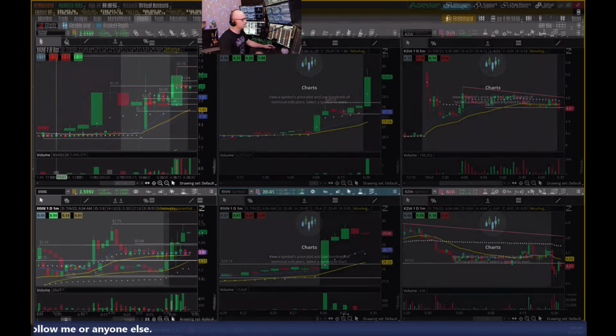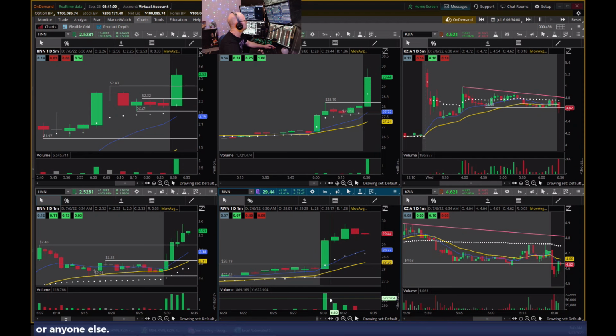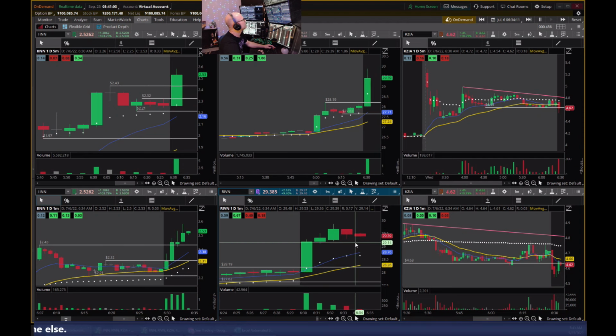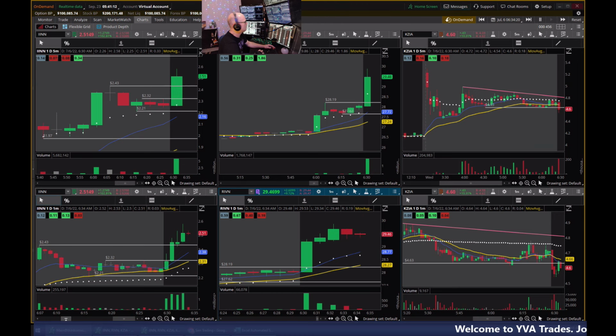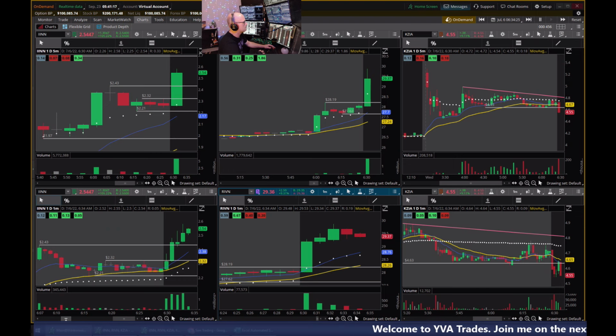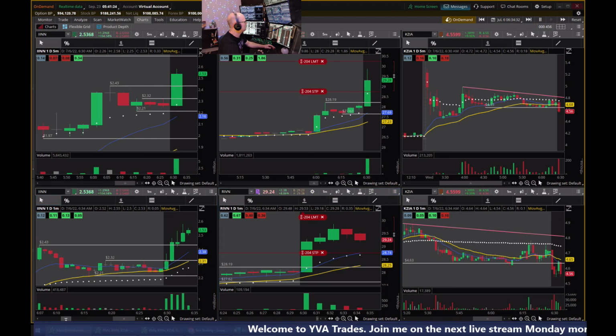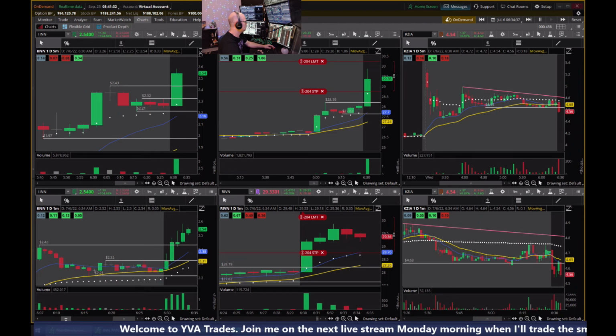Let's come back over here and take a look. Now, are we going to get a 2-bar pullback here on RIVN? There's not a very good support to buy off of. I'll take a chance there. It might drop down to the VWAP, but I'll take a chance. We'll see what we get.